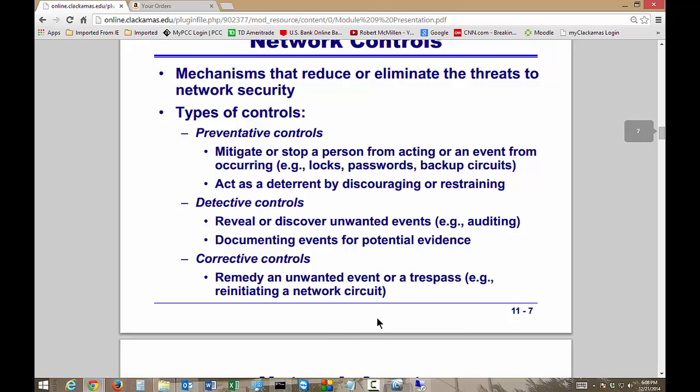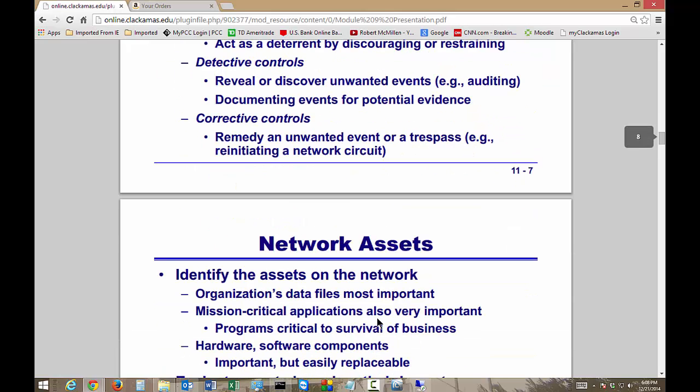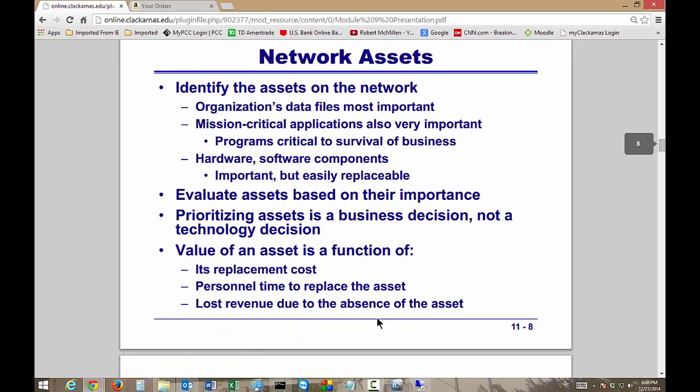Corrective controls remedy an unwanted event or a trespass. An example is reinitiating a network circuit. So you need to restart a circuit, that kind of thing.